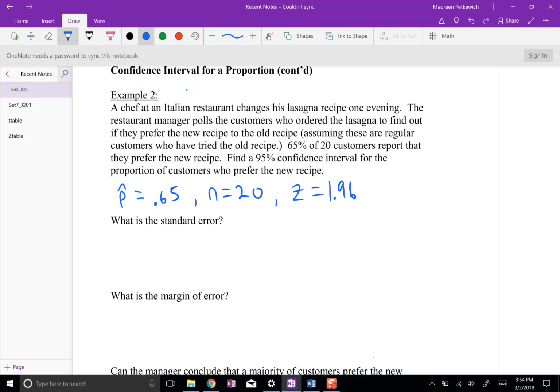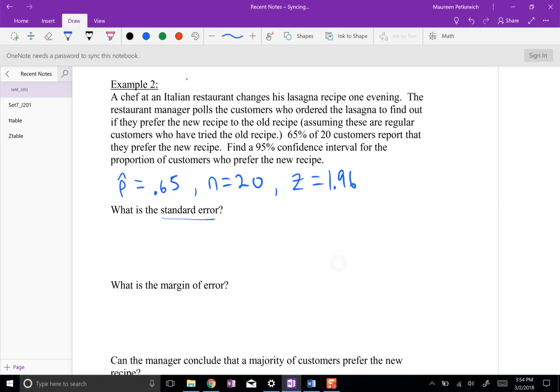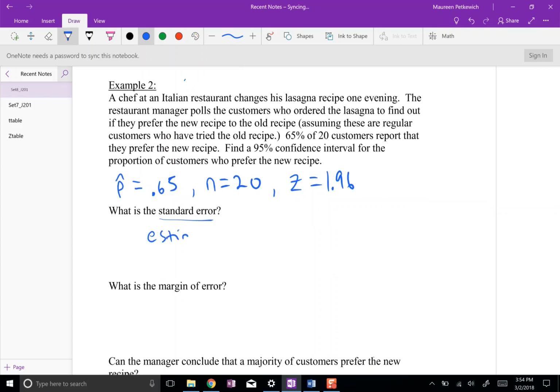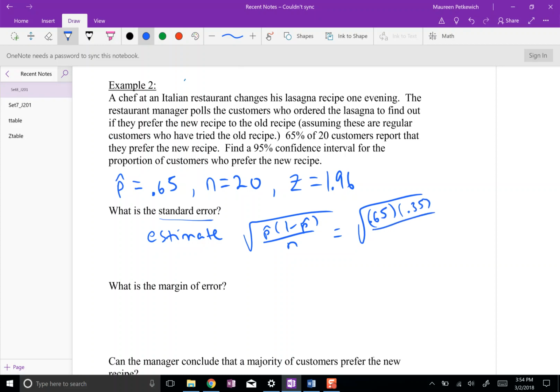So the first question is just, what is the standard error? The way we can estimate the standard error is we want the square root of p hat times 1 minus p hat over n. In this case, 0.65 is p hat, 1 minus 0.65 is 0.35, and we're going to divide that by the total sample size, which is 20. If you work through all of that, you'll get 0.107.